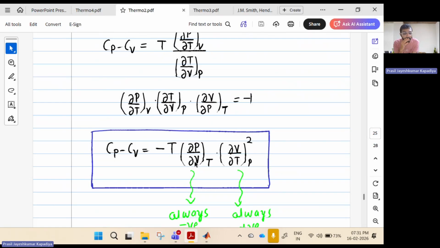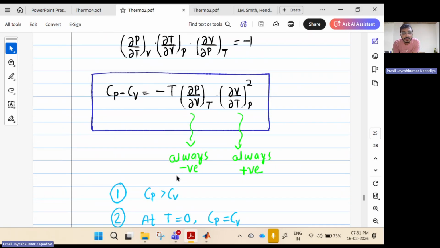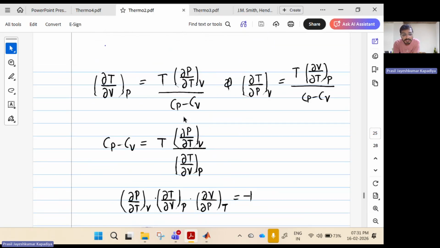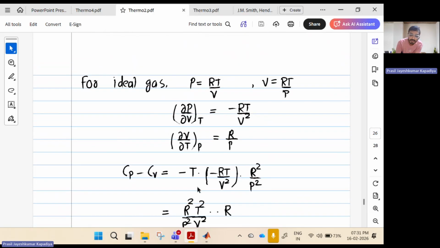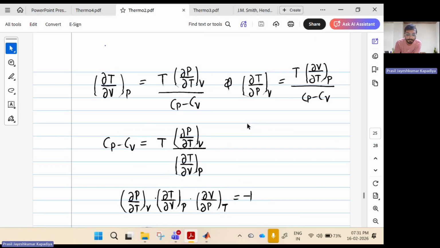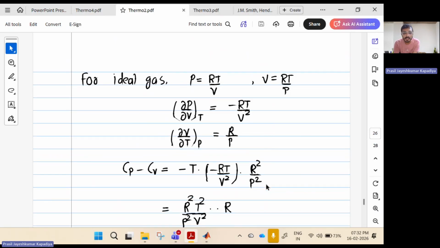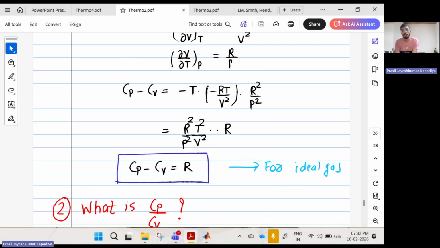Okay. So when my gas is behaving ideally, my del P by del V at constant temperature will be equal to minus RT by V square. And del V by del T at constant pressure is R by P. So if I put these values, minus T into this term into these terms squared, I get that Cp minus Cv is equal to R.